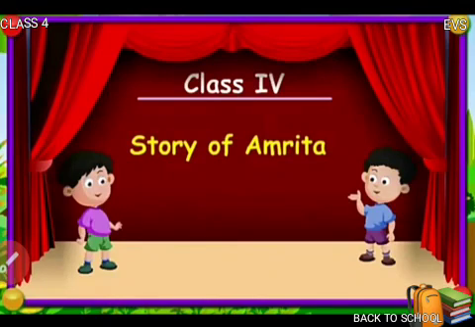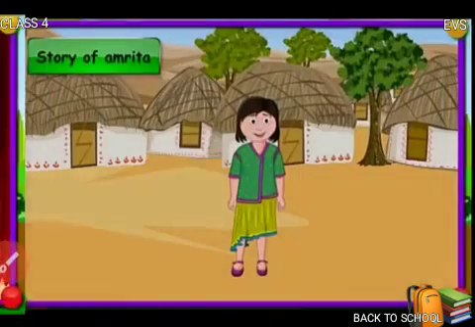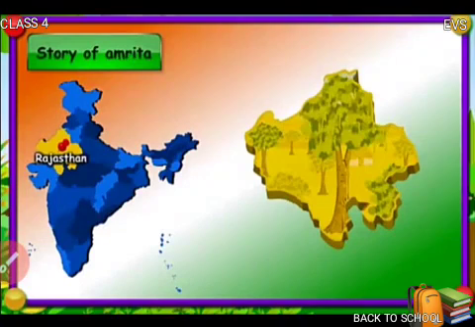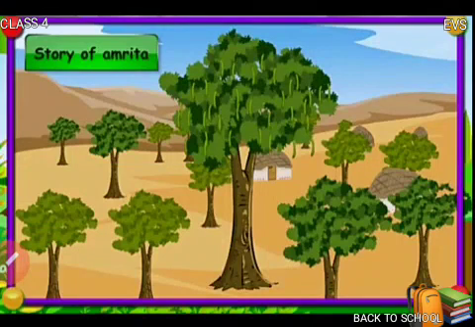In this video, we are going to learn our chapter number 4, that is Story of Amrita. You all know Amrita is a small baby girl. She lives in a village of Rajasthan. You all know Rajasthan is very much famous by the name of desert area.